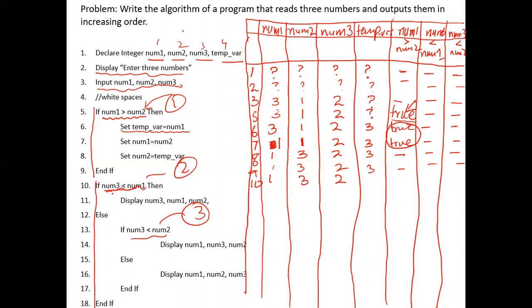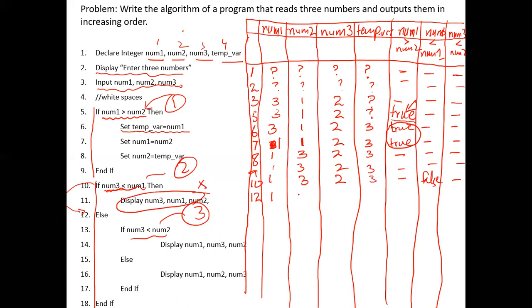So num3 is less than num1? This condition is false. Because this condition is false, statement number 11 will not be executed. We won't execute this statement, and we will come to the else part. So we'll come to line number 12, skipping statement number 11.